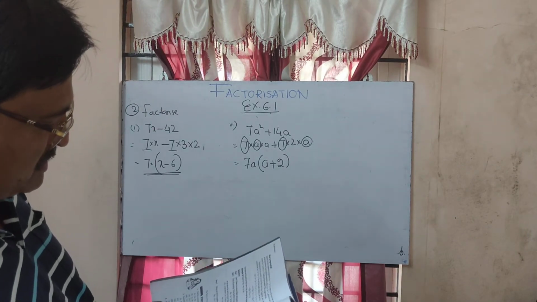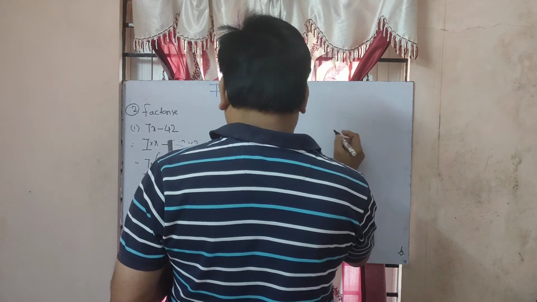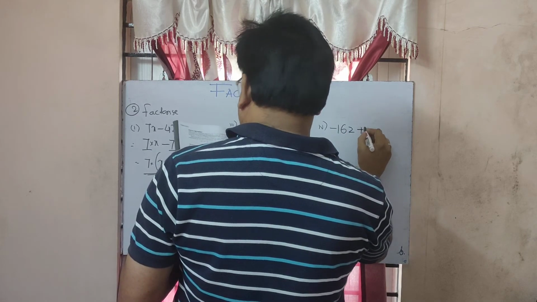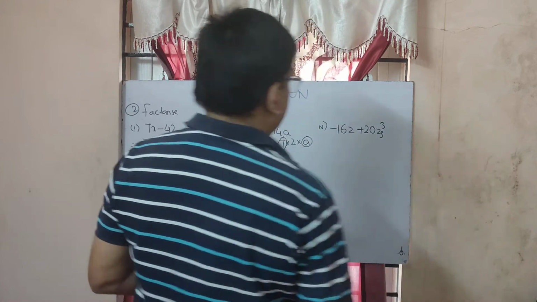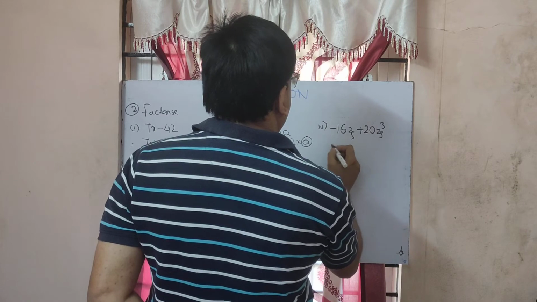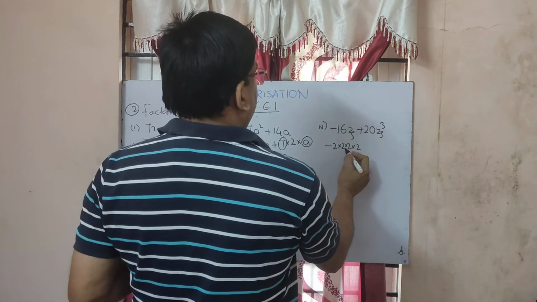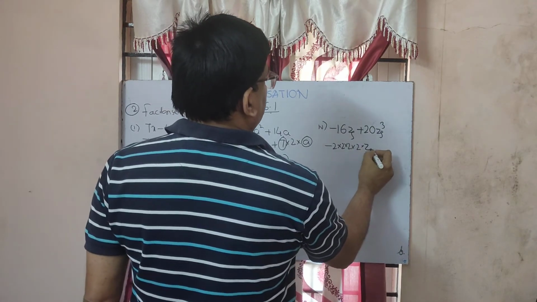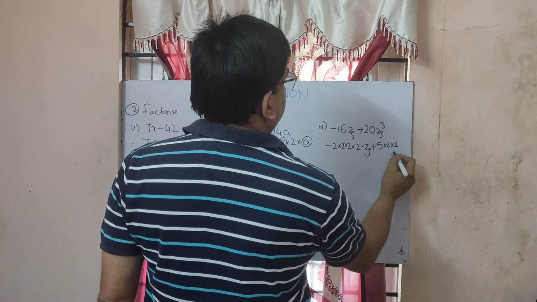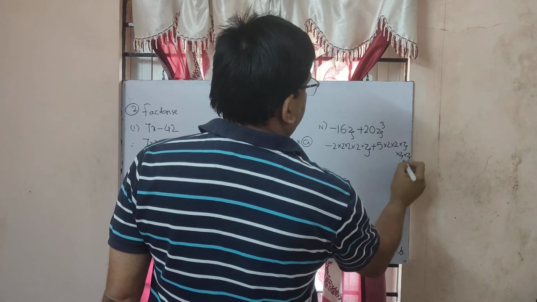So now the third one we'll do. Now the fourth one we'll do. Minus 16z plus 20z cube. Now minus 16 can be written as 2 into 2 into 2 into 2. 2 2s are 4, 4 2s are 8, 8 2s are 16, into z, plus this is 5 into 2 into 2, 5 2s are 10, 10 2s are 20, into z into z into z.